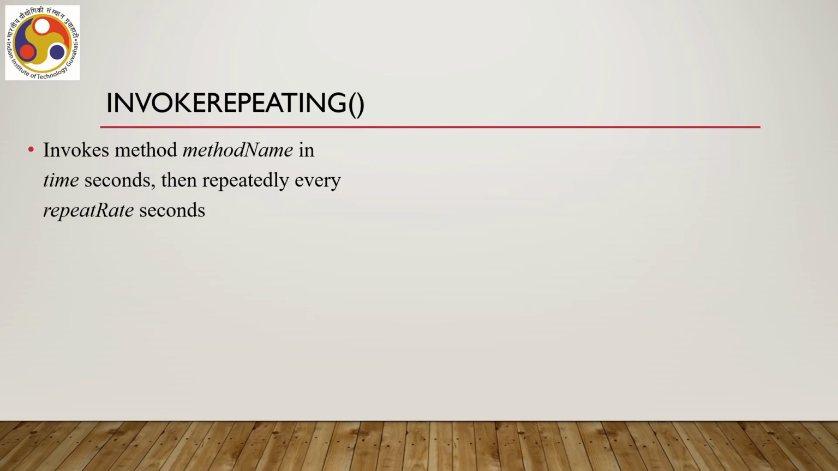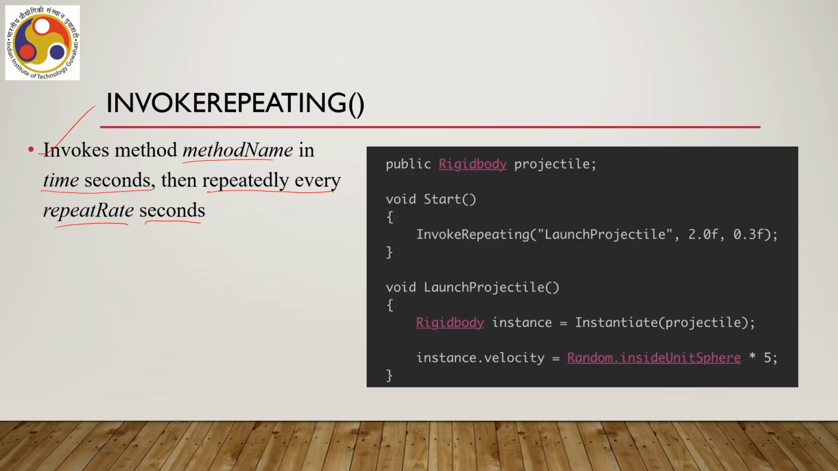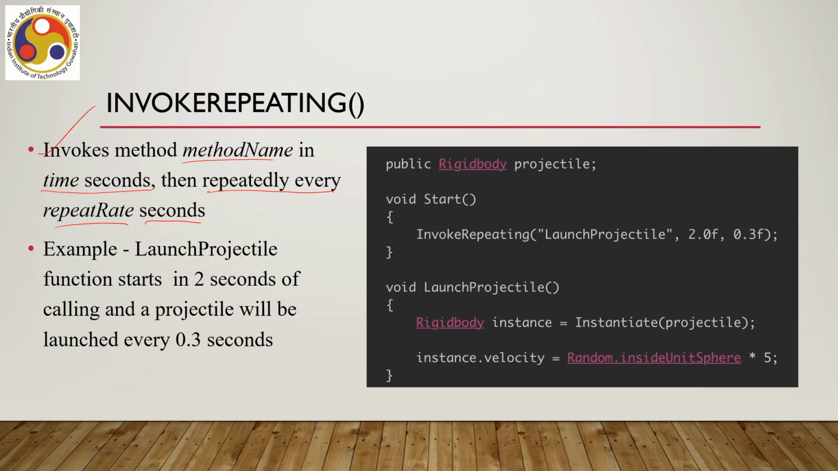There is another important function called invoke repeating. It invokes a method at a specific time, then repeatedly every specified number of seconds, it calls it. So, for example, here, this launch projectile function, when we are using the invoke repeating construct to call this launch projectile function.